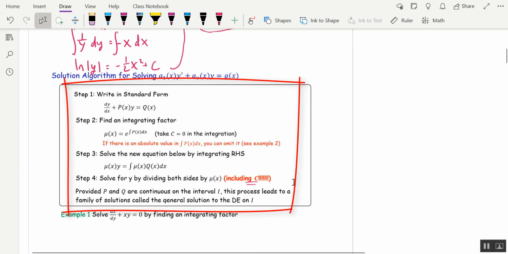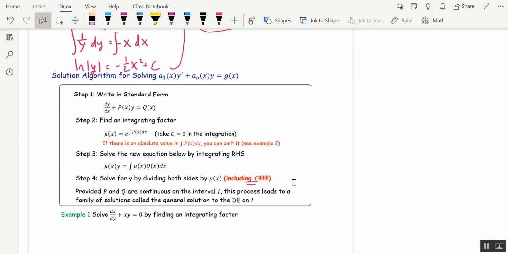Okay, here's the algorithm for solving a linear first order differential equation. 1, put the equation in standard form. This is standard form: y prime plus p of x y equals q of x. 2, find an integrating factor. An integrating factor is something you multiply a differential equation by in order to integrate. And so that's where it gets its name.